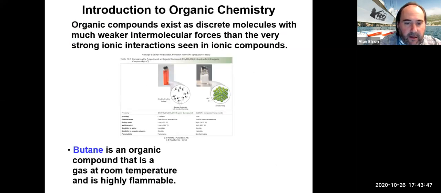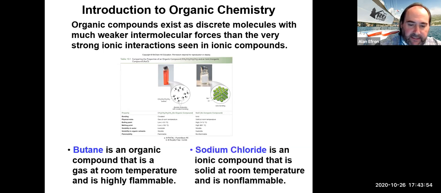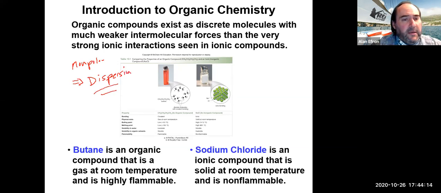So organic compounds exist in discrete molecules, and they usually have much weaker intermolecular forces than ionic compounds, and that's because of what I was just talking about. Since the majority of them are nonpolar molecules, if you remember from our intermolecular forces, they are basically going to be using dispersion forces. And if you remember, dispersion forces are those really weak forces that occur between nonpolar and nonpolar molecules. So we get these weak interactions with nonpolar molecules, or organic guys.